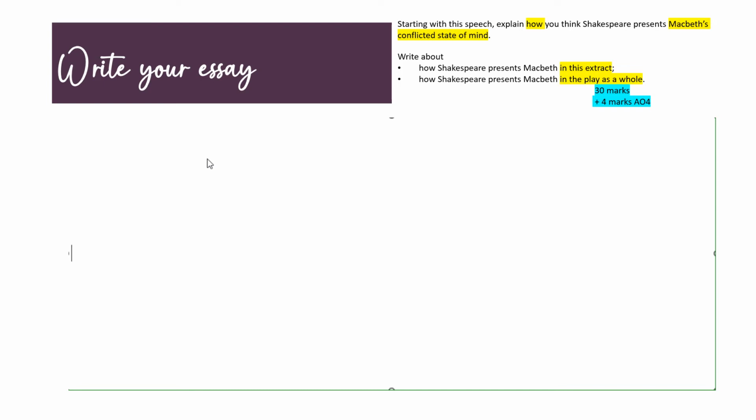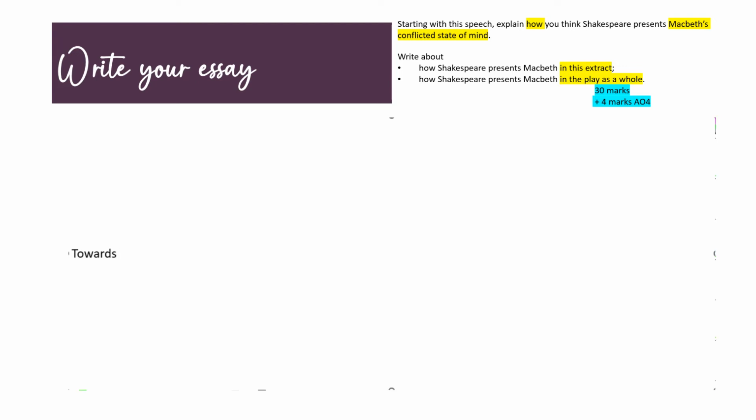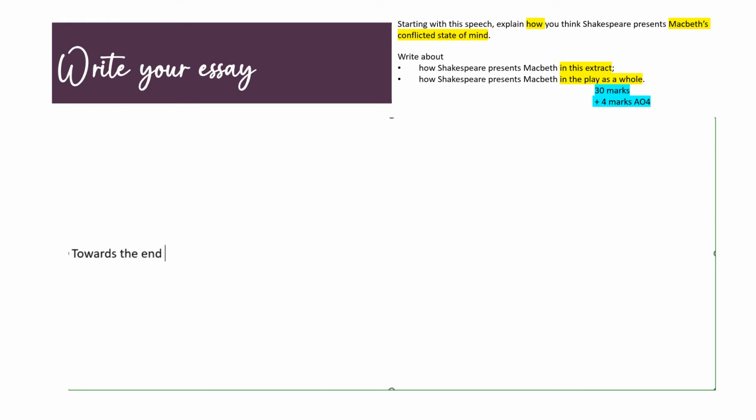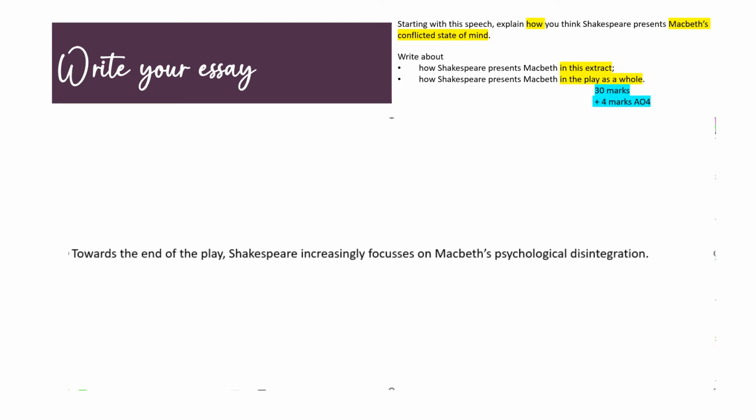And the first thing I'm going to do in my paragraph is give a little bit of context as to where this quotation is coming from. Because you want to be kind to your examiner, you want to guide them through your essay rather than dropping quotations in here and there without any kind of signposting. So I'm going to say, towards the end of the play, Shakespeare increasingly focuses on Macbeth's psychological disintegration. I'm not using the phrase conflicted mind from the question, but I'm using similar wording just to show the examiner that I'm still focused on the topic.